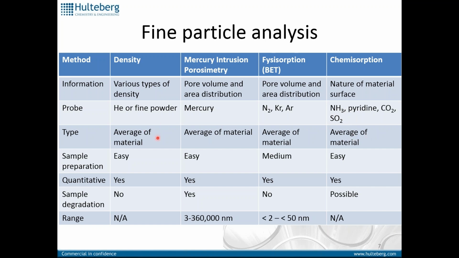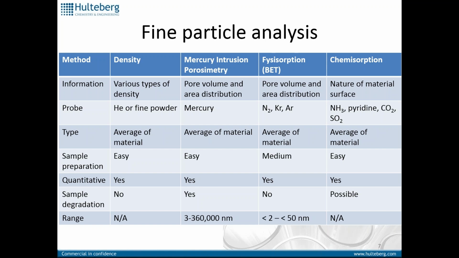In all these samples and all these analyses, you'll get an average of the overall material used. So you won't be able to see any specific small parts of the catalyst. It will be a sum of all material in the sample tube. In all cases, the sample preparation is easy to medium, and they're all quantitative. And for some of them, you get sample degradation. For instance, for mercury intrusion porosimetry, the sample is spent after analysis. So do the other non-destructive sampling first.